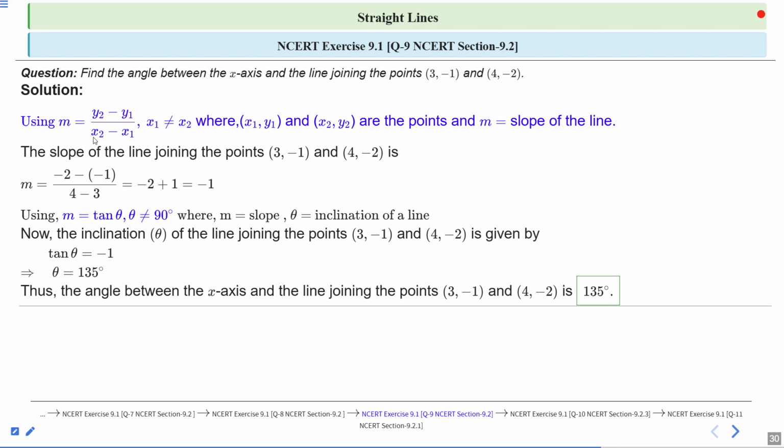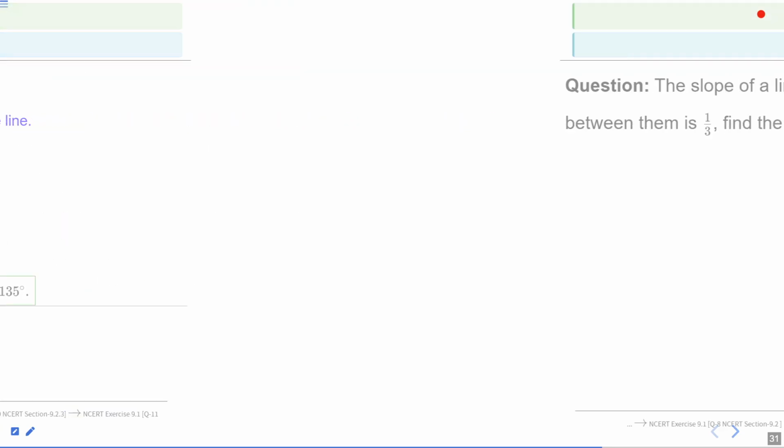So we used this formula, m equals y2 minus y1 divided by x2 minus x1, and next we used m equals tan theta, and then we got our answer. Here the final answer is 135 degrees. So now let us move to the next question.